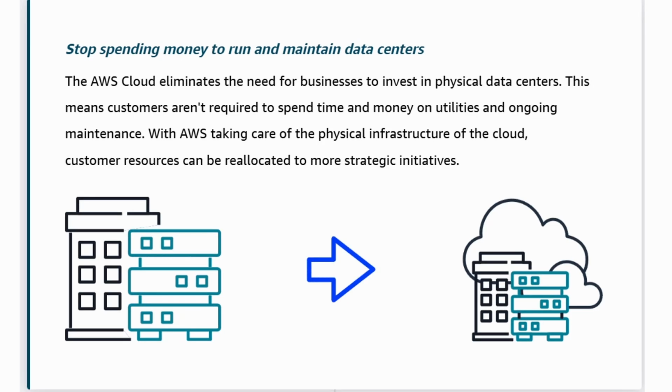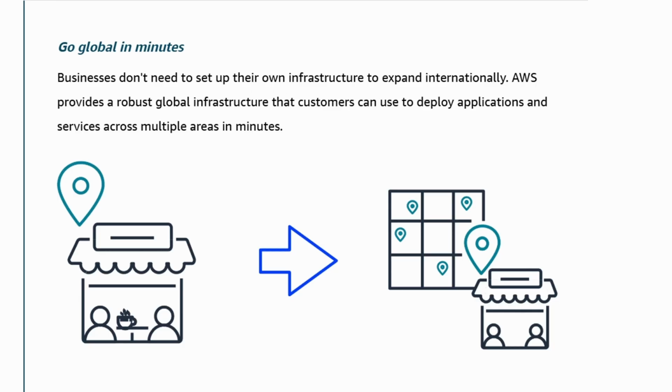Sixth is go global in minutes. Finally, the world is your playground. If you are a company in the US wanting to expand to India, you don't need to fly a team over to build a data center. You simply deploy your application to an AWS region in India with a few clicks. What used to take years of legal and physical preparation now happens in minutes. These are the 6 pillars. As we move deeper into the AWS services, you will see exactly how these benefits come to life.